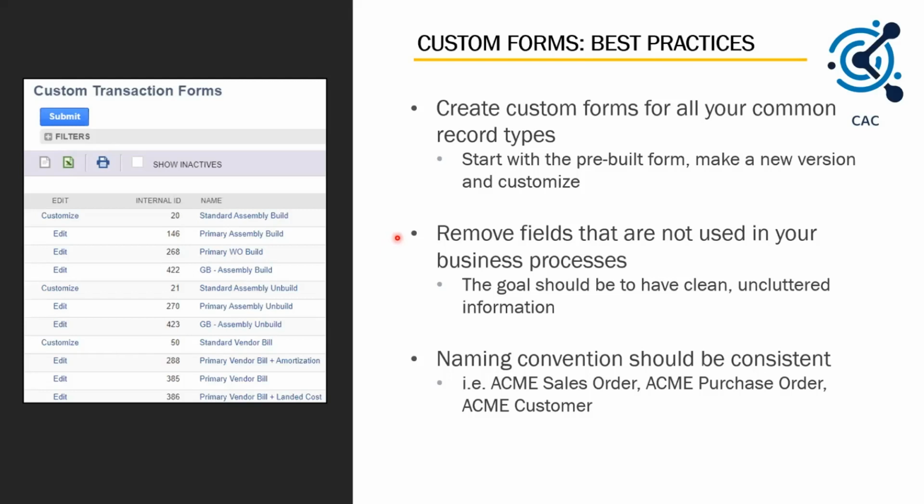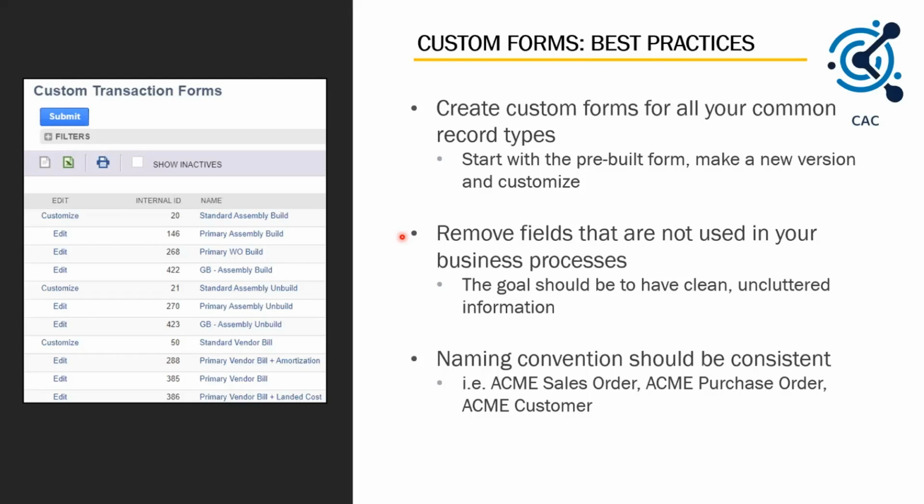After you create a copy of that form, you want to remove fields that are not used in your business process. The goal should be to have clean, uncluttered information. And this goes back to when I was talking about the applies to tab on item fields. I don't let the system just throw that field everywhere I want. It's kind of, in my opinion, sloppy. And it clutters up the system.